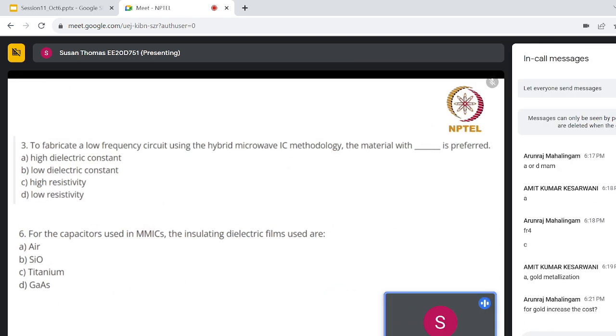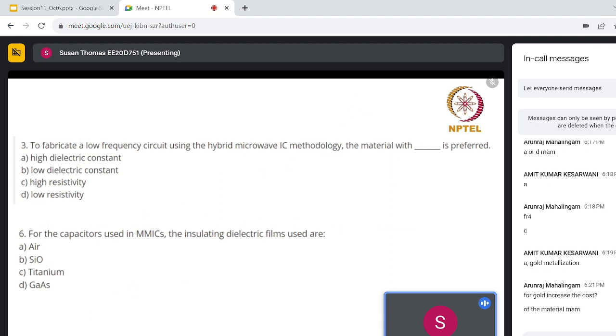Okay, maybe if there is an issue with the... Okay, I think you are typing in the chat. For gold, increase the cost. Yeah, there is an issue with the cost in case of gold.